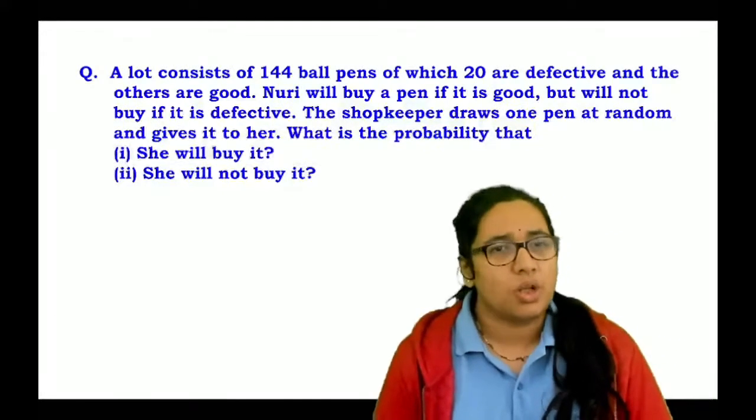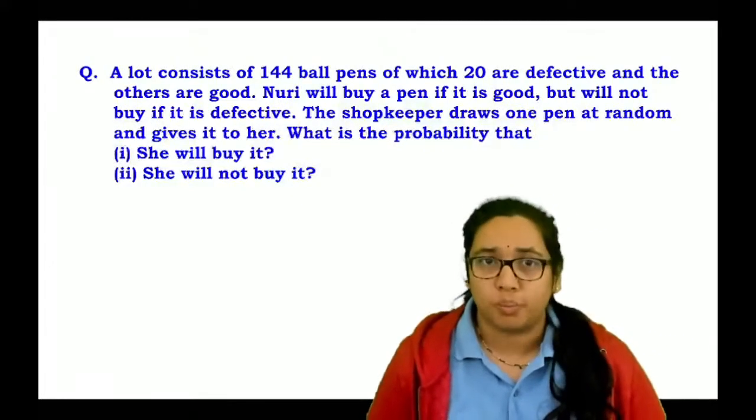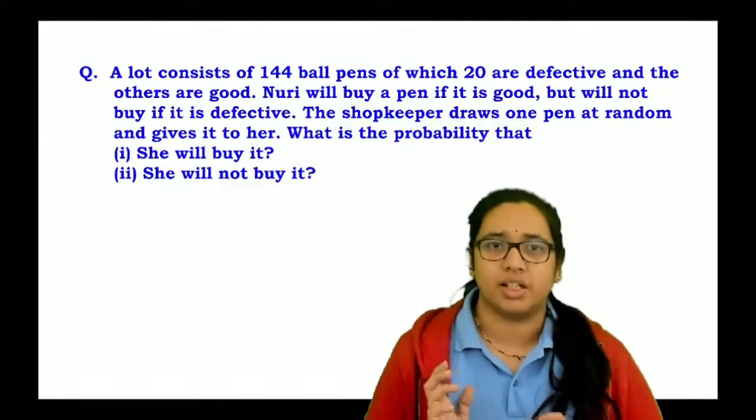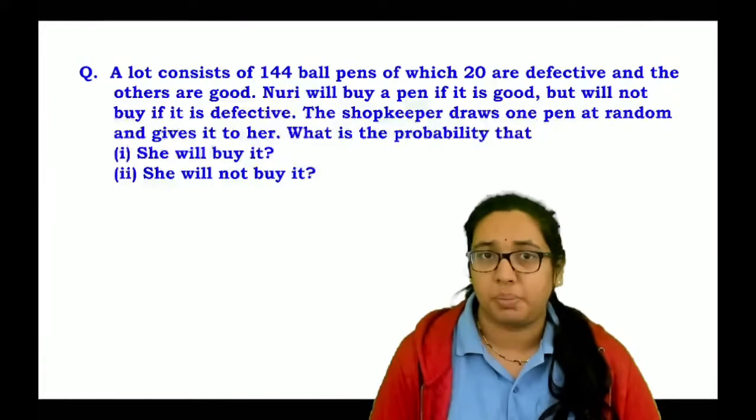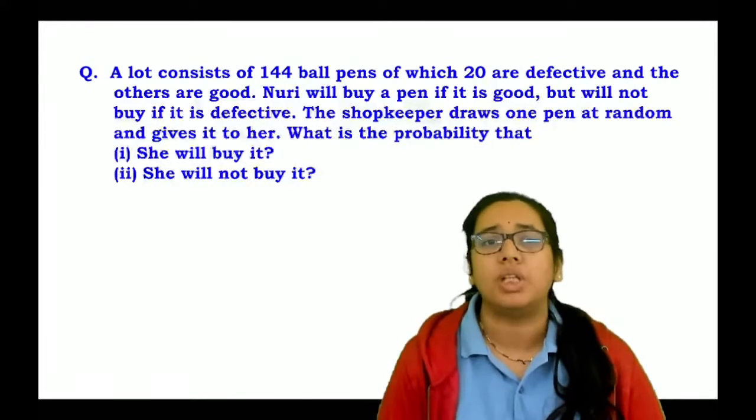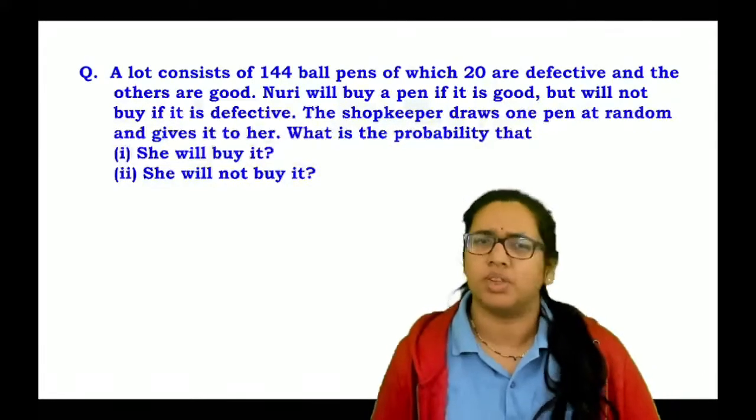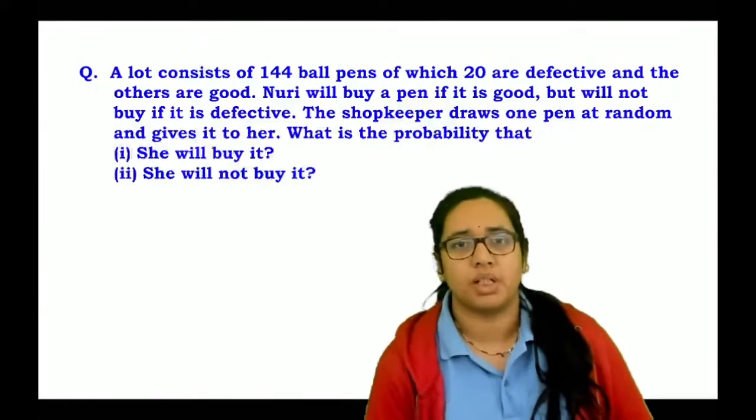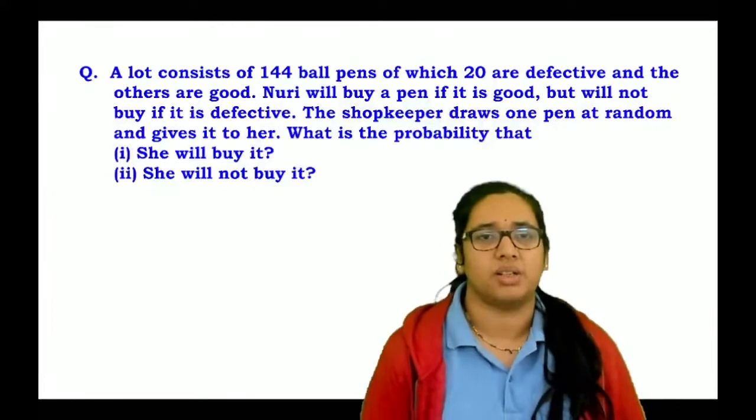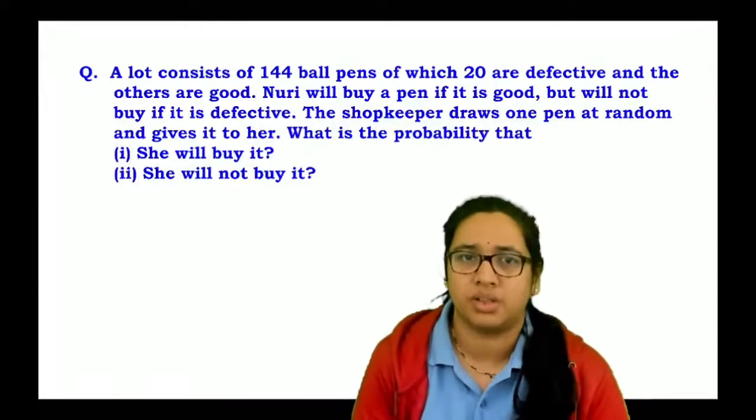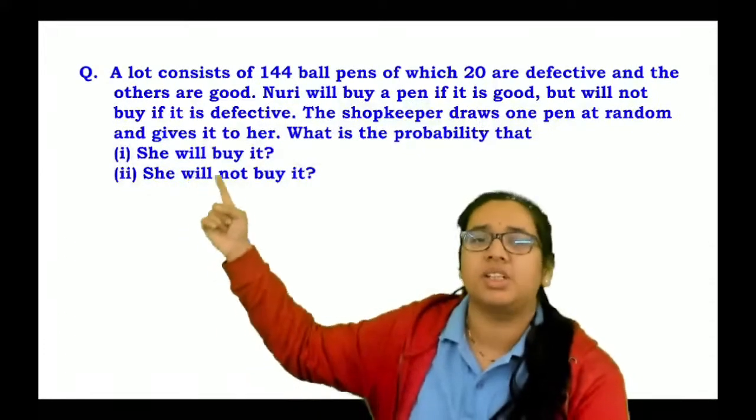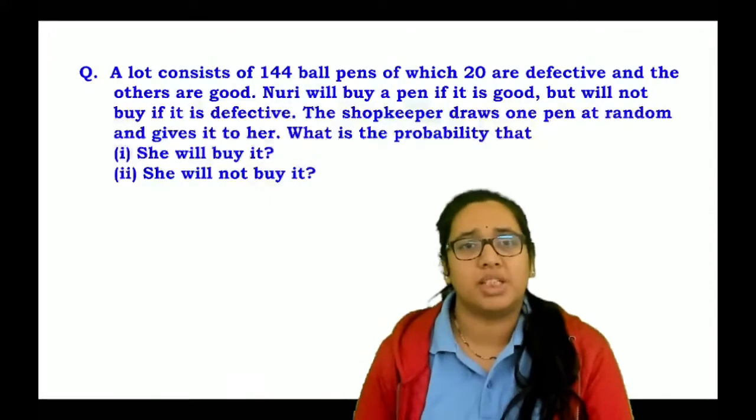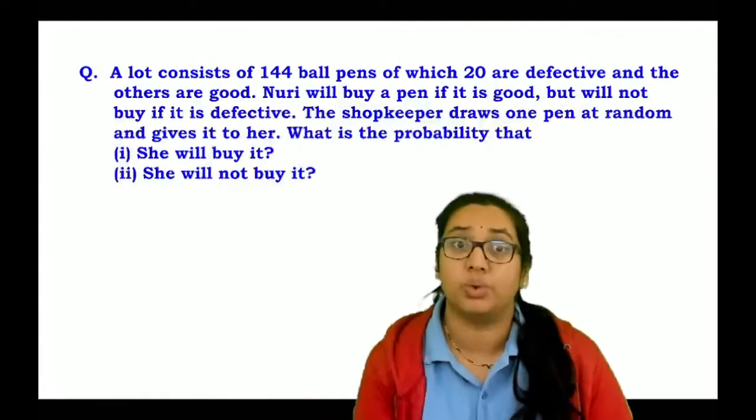See now, a lot consists of 144 ball pens, of which 20 are defective and the others are good. Nuri will buy a pen if it is good, but will not buy it if it is defective. Right? We all do it like this. The shopkeeper draws one pen at random and gives it to her. Then what is the probability that she will buy it or she will not buy it? Obviously, she will buy only if it is in good condition.